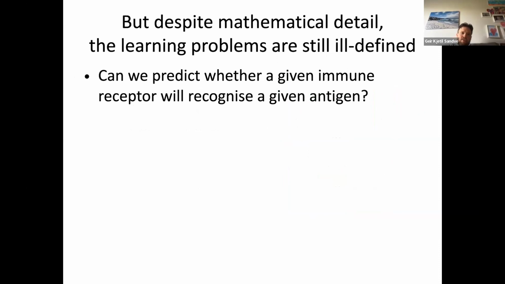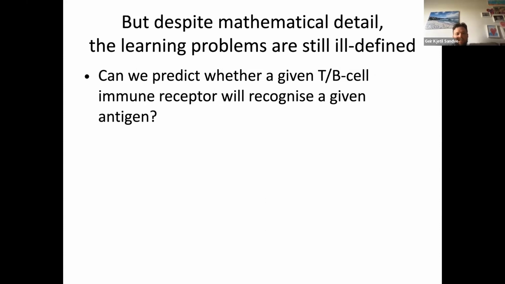So, as I alluded to, even if we go to this mathematical detail that I did in the previous slide, the learning problems are still ill-defined. So if we start with this, can we predict whether a given immune receptor will recognize a given antigen, which is a very nice shorthand formulation.